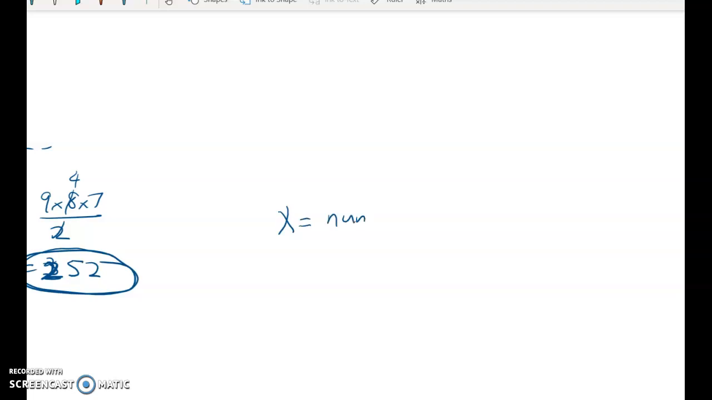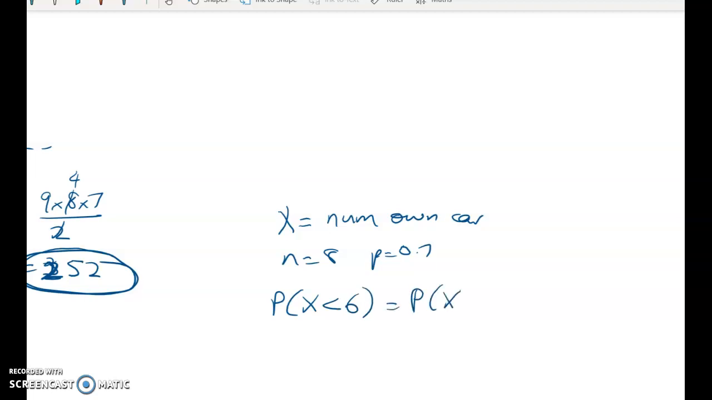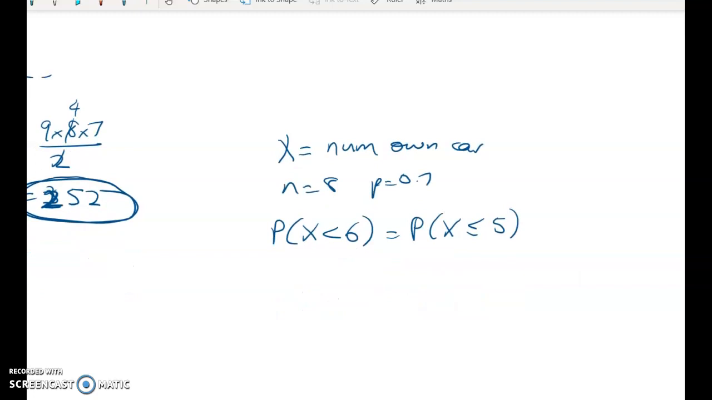So X is the number owning a car, N is 8, and P is 0.7. We want the probability that fewer than 6 adults in the sample own a car, which is the probability that 5 or fewer own a car. We are going to work that out by saying that we'll work at the other end. Instead of going 0, 1, 2, 3, 4, or 5, because that's too painful, we're going to do 1 minus the probability that 6, 7, or 8 own a car.